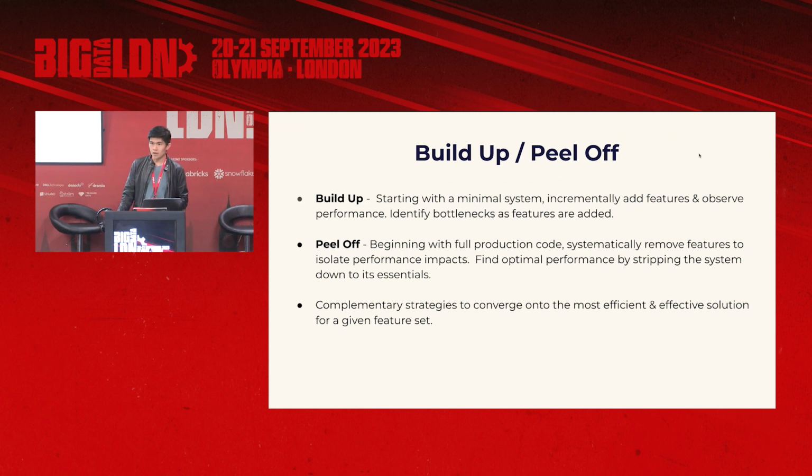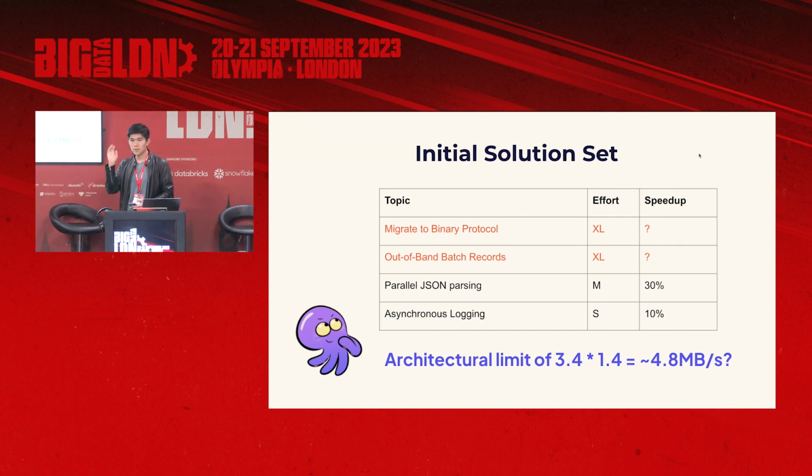Similarly, if you want to make a car fast, the easiest thing to do is just throw out the back seats. Essentially what we're doing. And these are complementary. You'll see later we bounce between them as we converge onto our most efficient and effective solution for that feature set we want to implement, essentially. Okay, so keep that in mind.